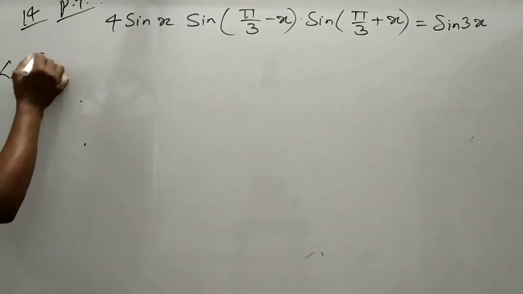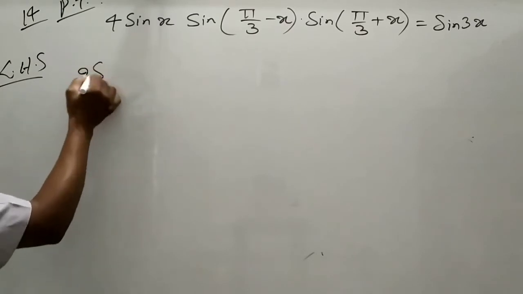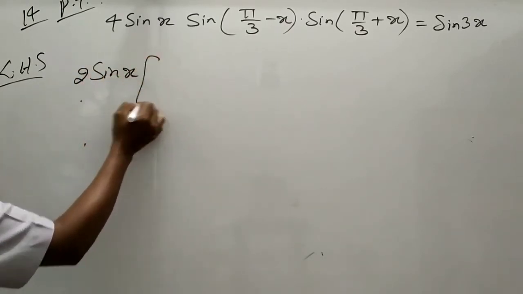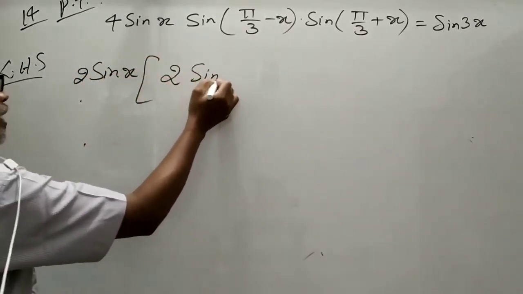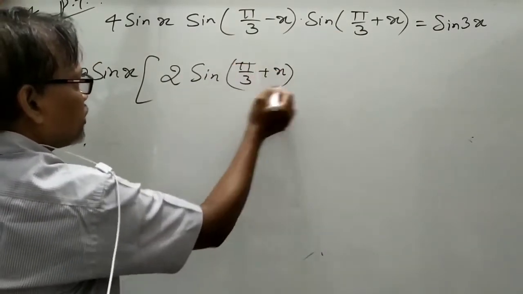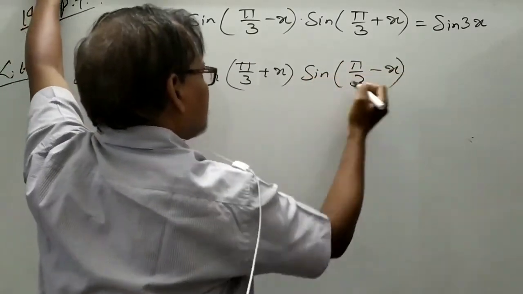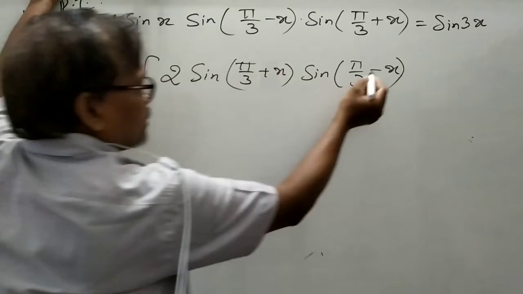तो लेफ्ट हैंड साइड, अब 2 जरूरत है तो इस 4 से हम 2 निकाल सकते हैं. तो 2 sin x you write in one bracket, and then write 2 sin, this term first. There is no change in the question, only the order, because I told you A is greater than B.